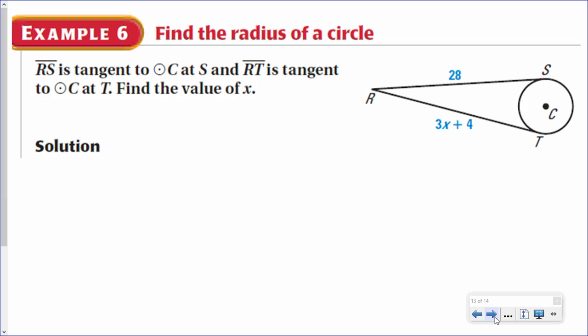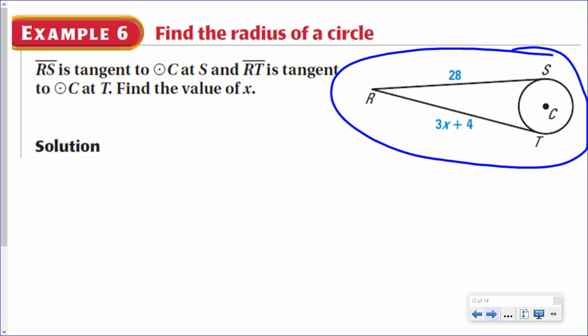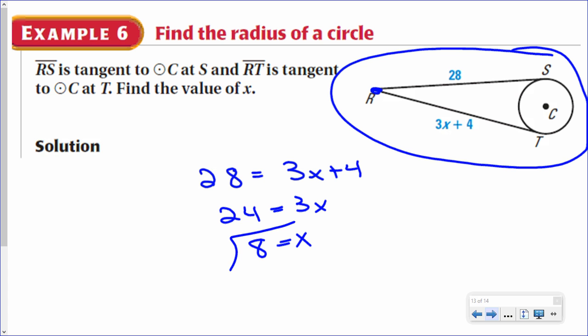And the last problem of the day. Go ahead and put this guy in. So you have a point on the outside and two tangent lines. Those two tangent lines are equal to each other, so you'd have 28 equals 3x plus 4. Subtract 4 from both sides. Divide by 3, and x would equal 8.